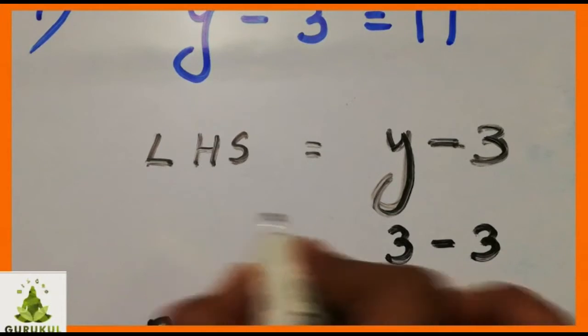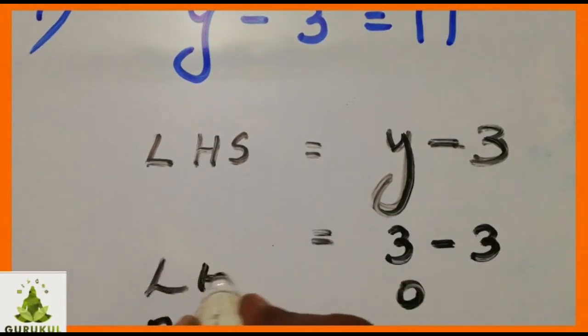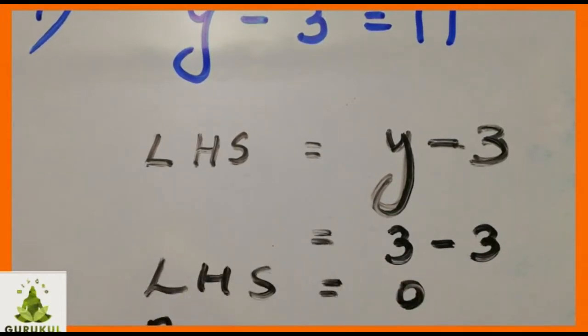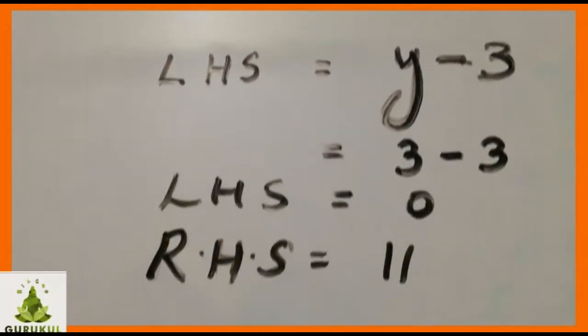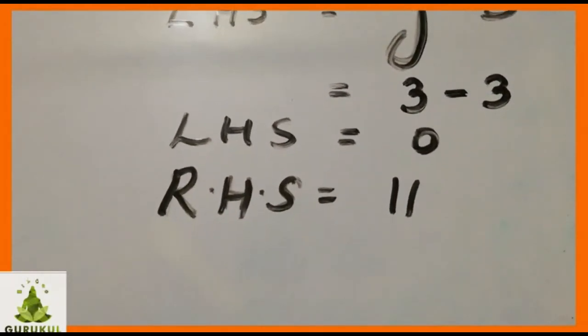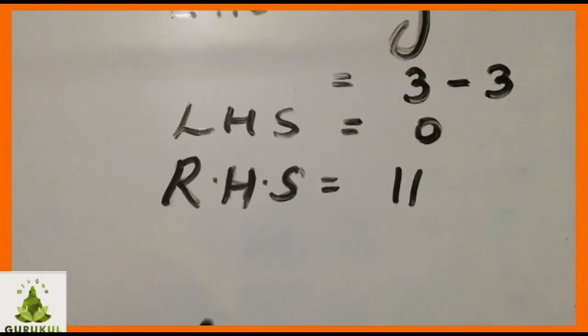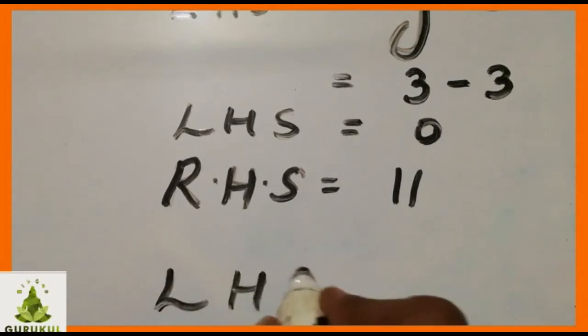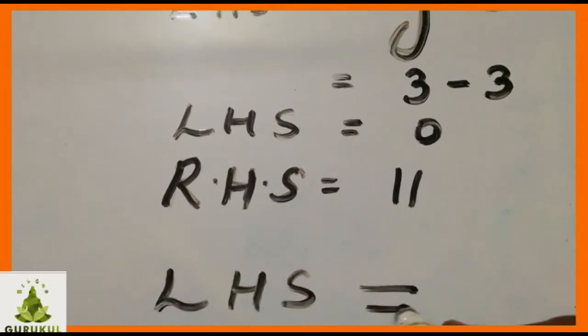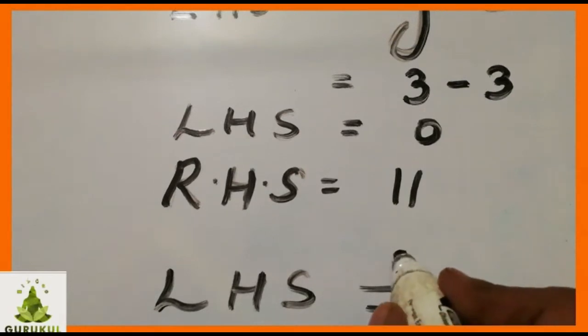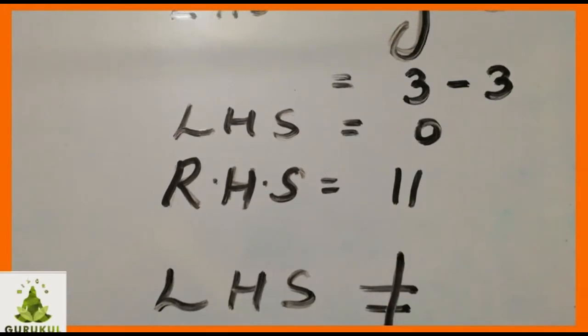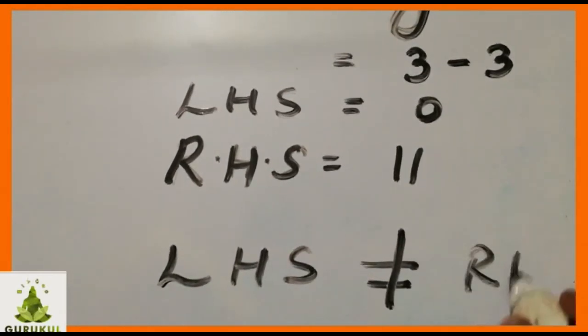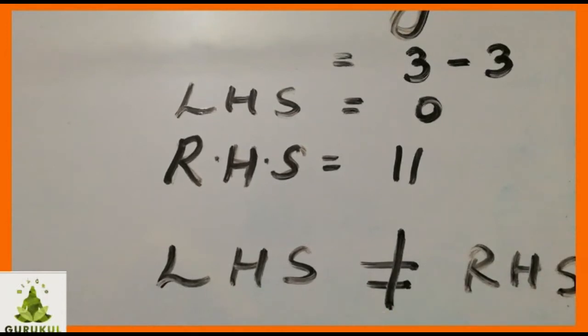So what I got, LHS is equal to 0. Is this clear? Now LHS equals to 0. But what is RHS given? RHS equals to 11. Is LHS equal to RHS? No. So LHS is not equal to RHS. How do you write not equal to? Put the equal to sign and cross it for not equal to. Is it clear? Not equal to RHS. So in the column of solution it is yes or no. So you got the answer as no.